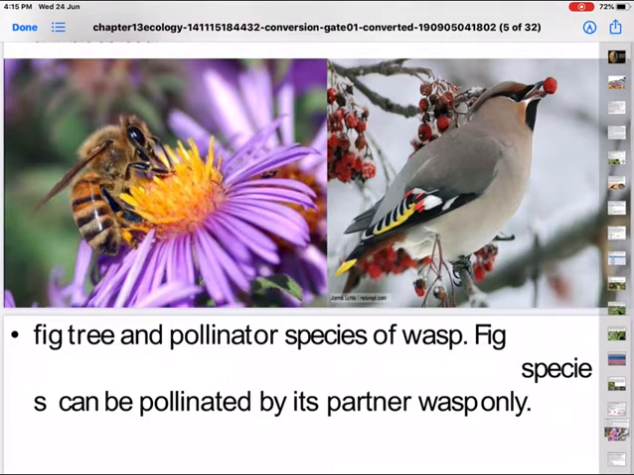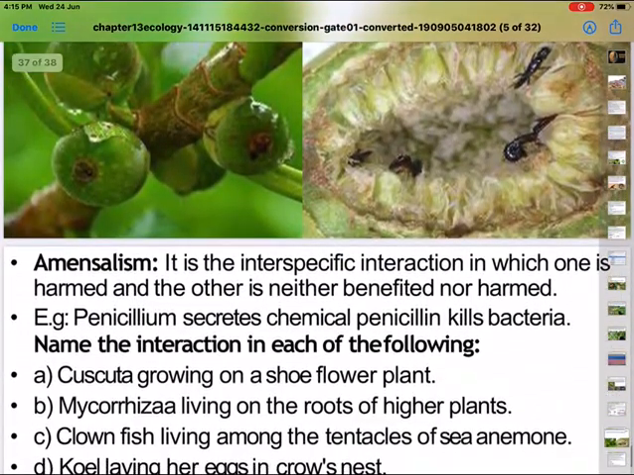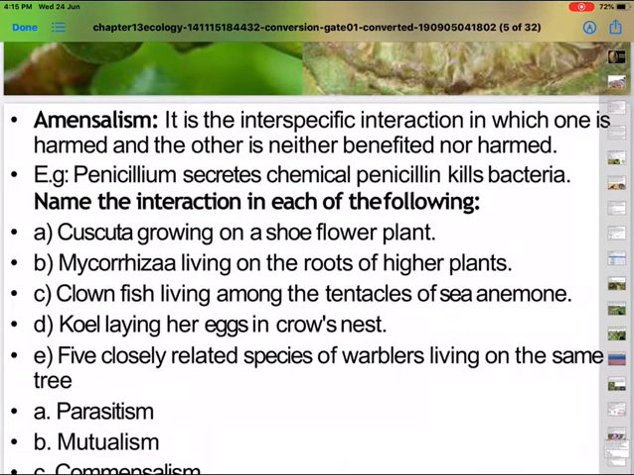Now the fig tree and the pollinator species of wasp you are seeing. The figs can be pollinated by their partner wasp. You can see the wasp here. And then we come to another interaction, that is amensalism. So what do we mean by amensalism? It is minus and zero. One animal is getting a loss and the other animal is having neither loss nor benefit. So zero. So a minus and zero interaction is amensalism.